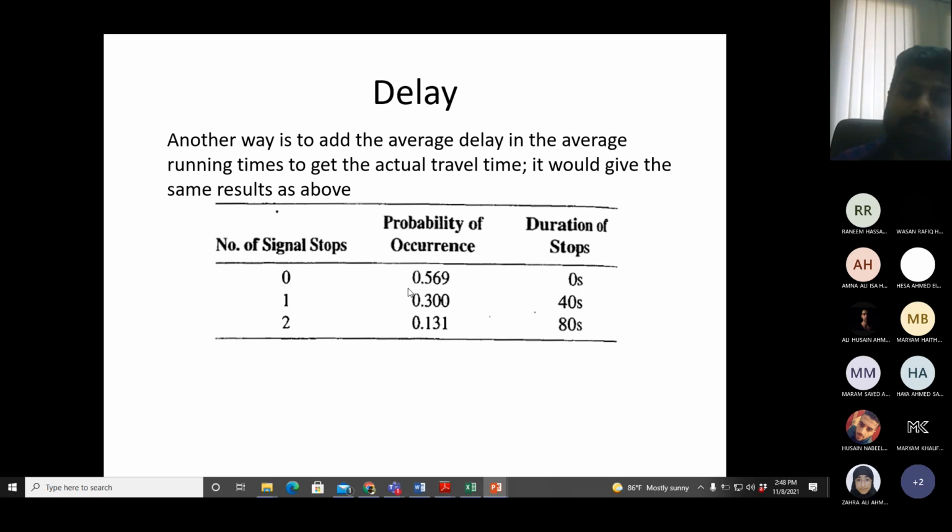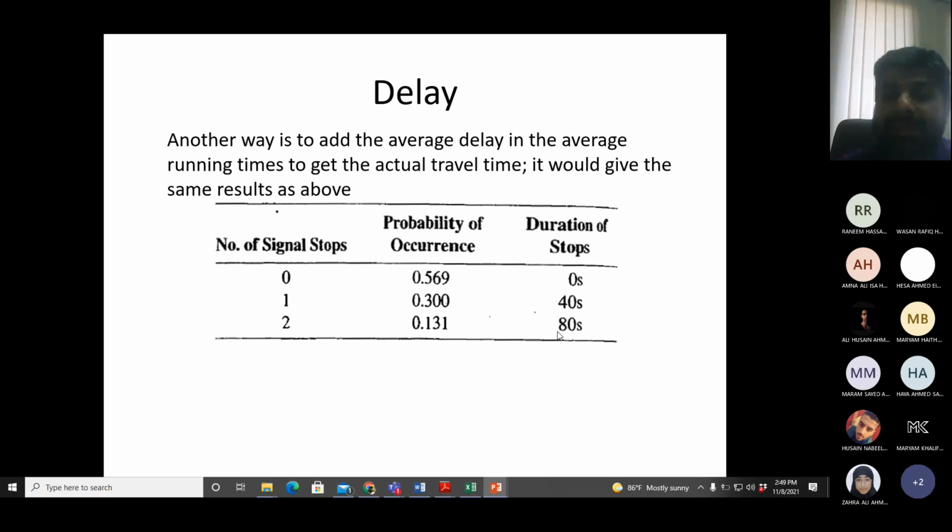So 56.9% of cars do not have to stop at any signal. The signals are so well designed that the cars can keep on moving without stoppage. So for these 56.9%, the duration of delay is 0. Then 30% of cars had to stop at one of the signals, so for them the average delay was 40 seconds. And 13% of cars had to stop at both signals, and their average delay was 80 seconds, 40 seconds for each signal.